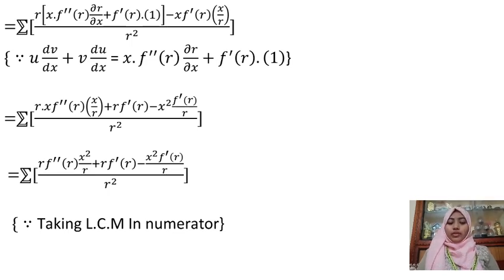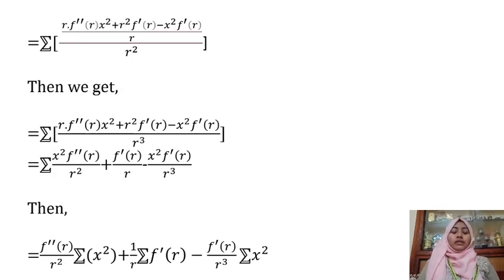We take the LCM in the numerator. We can see in the above numerator we have like terms: the first term and the last term have the same denominator r, but the middle term has no denominator. So we take the LCM in the numerator only. After taking the LCM, we get r square in the middle term. That is, we get r into f double dash of r x square plus r square into f dash of r minus x square into f dash of r, by r. We already have r square in the denominator, so taking the above denominator r, we get the denominator as r cube. The numerator is not changed.